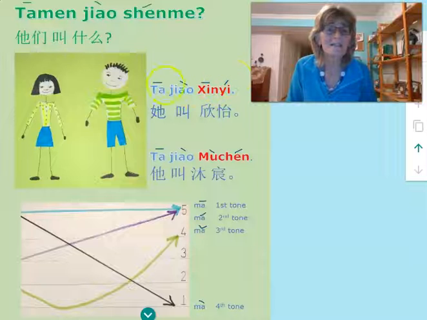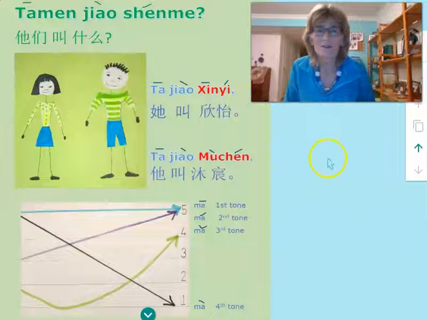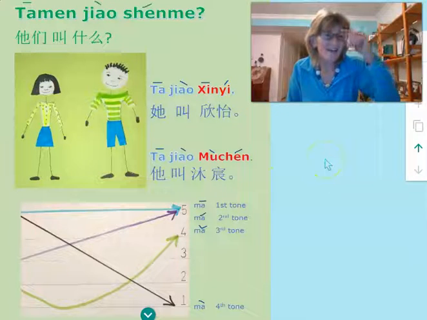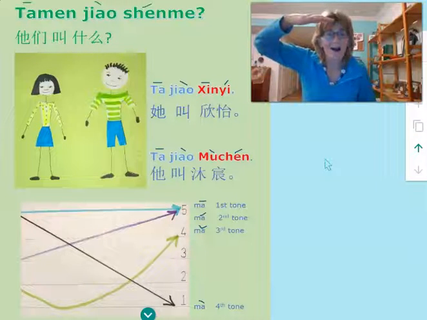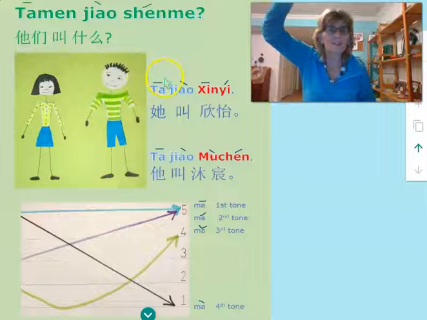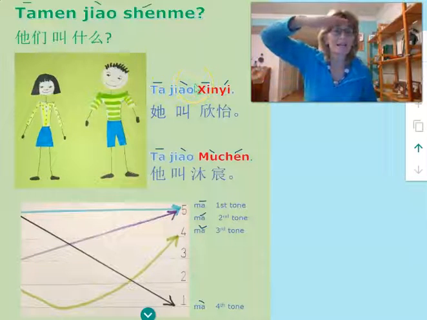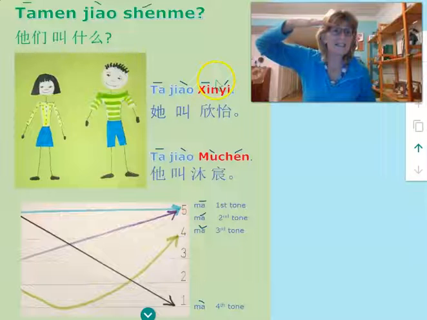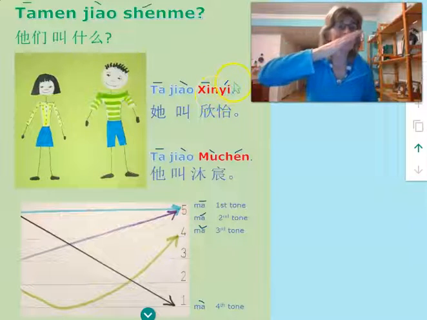他叫心仪. Now, can you hear? They're actually called tones. They show the tone, whether it's high, ta, or goes shooting down, jiao, jiao. High again, high and flat, xin, and then rising, the rising tone, yi, yi.